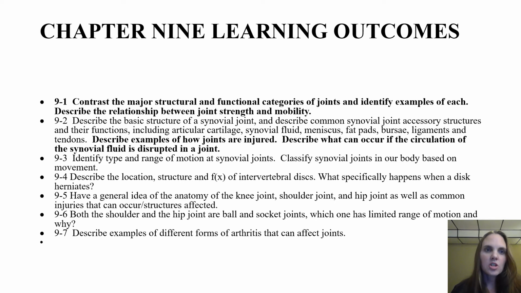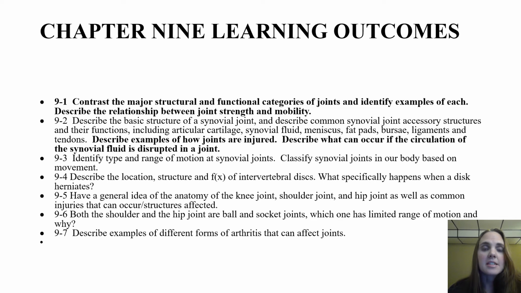So at the end of this chapter, your learning goals are going to be to contrast the major structural and functional categories of our joints and be able to give an example of each of these categories, and also to describe the relationship between joint strength and joint mobility. You need to describe the basic structure of a synovial joint, the accessory structures and what their purpose is. And then give us some examples of how joints are injured, know the common ways that joints can be injured, and describe what happens if the circulation of synovial fluid in a joint is disrupted.